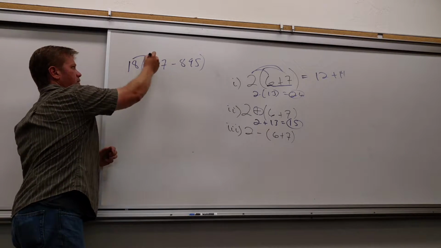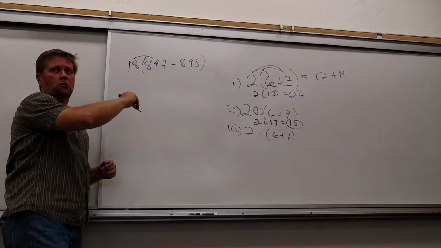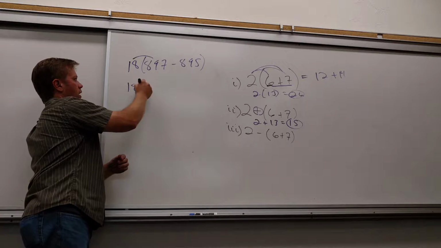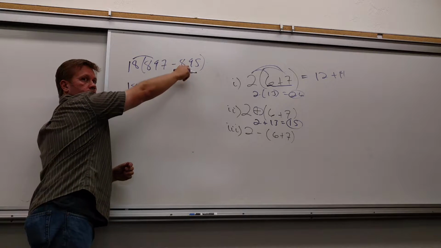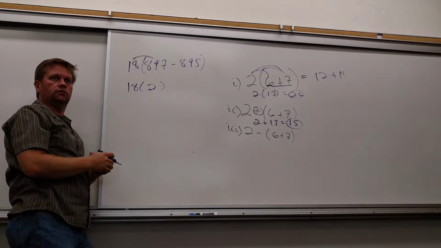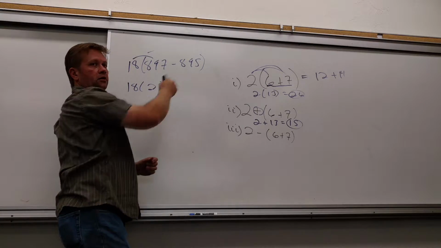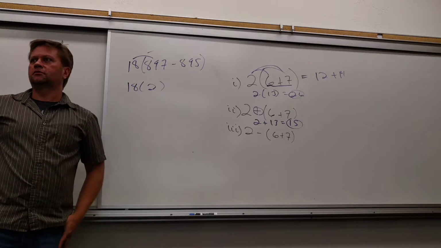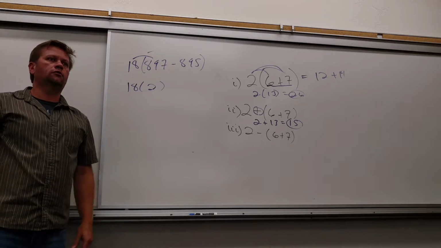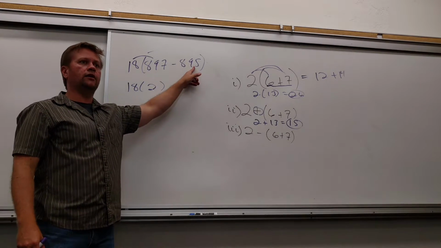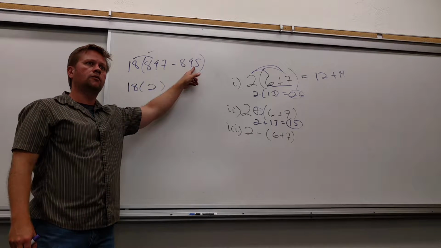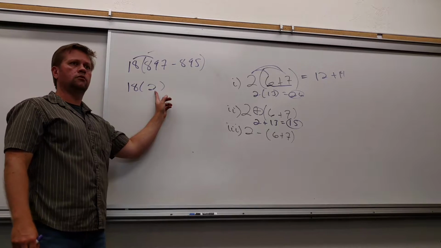Do you want to do this? Okay. I'd rather do 18 times 2. Yeah, this would still work, but my God. Well, what is 897 minus 895? A lot. 2. Oh, never mind. I get what you're saying.